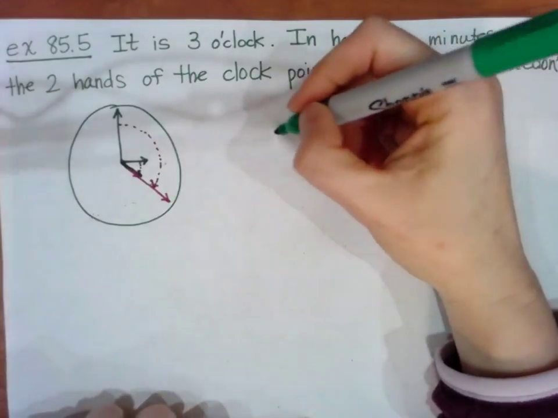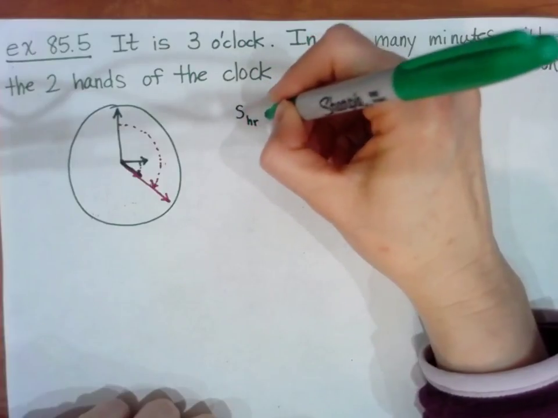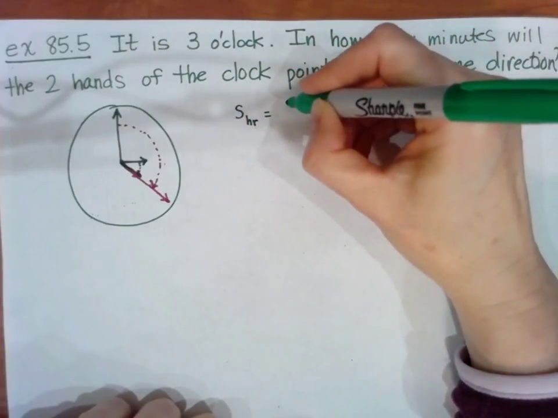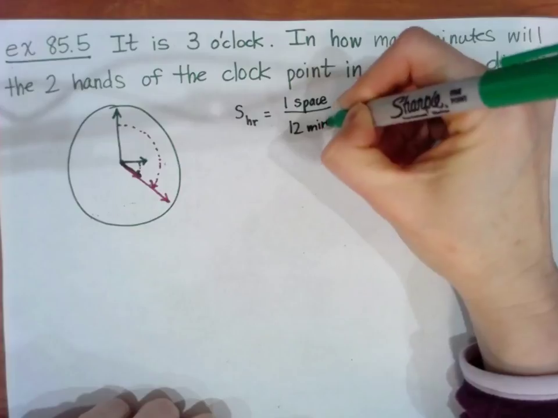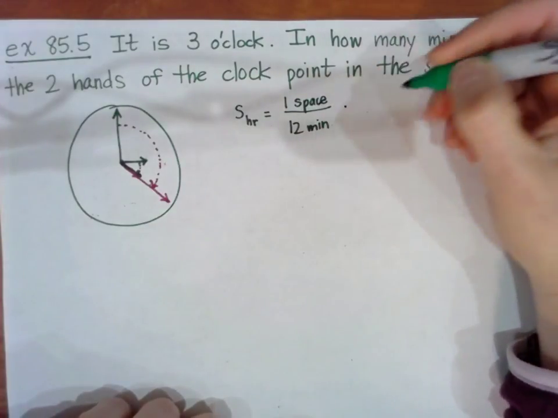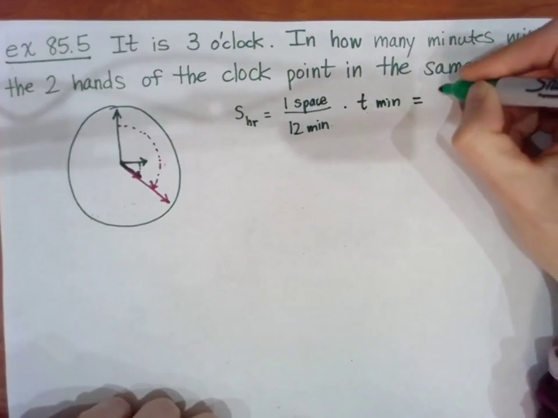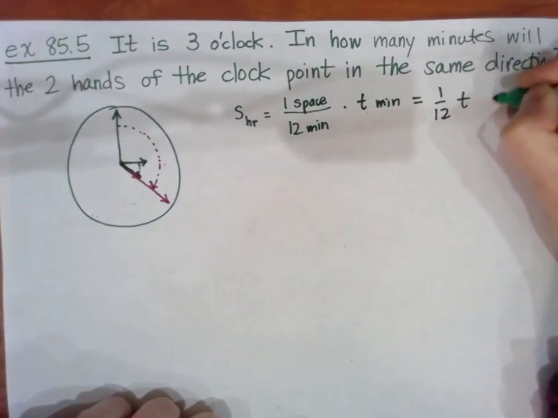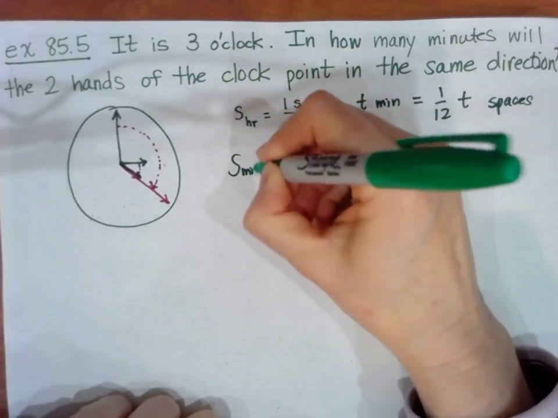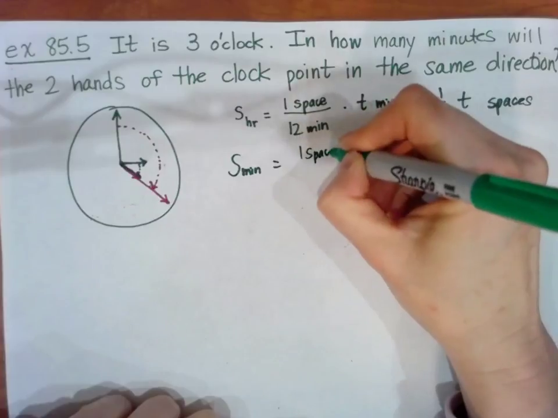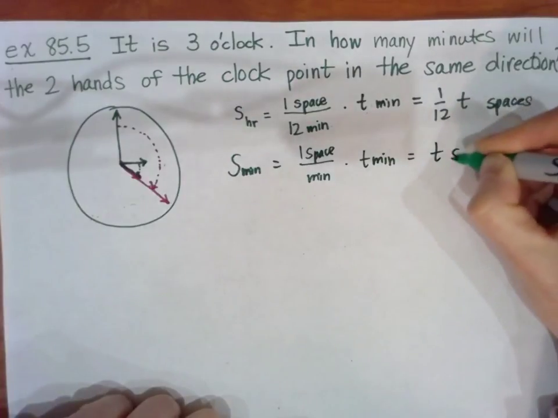So, once again, we have that the number of individual spaces that the hour hand moves is its rate, which is 1 space every 12 minutes, times the number of minutes that it's been running. Let's say it's t again. Okay, so we'll see that we get this 1/12 t all the time. That's how many spaces it moves. And then the minute hand, just like before, it moves 1 space per minute. And it's also been running for the same amount of time, t minutes, so it's going to move t spaces.